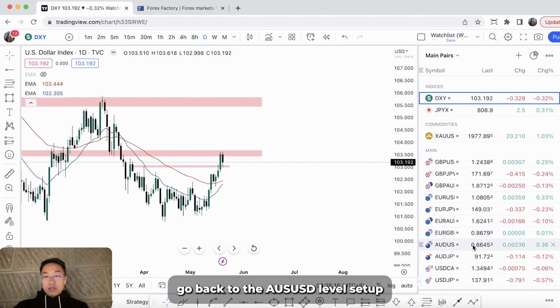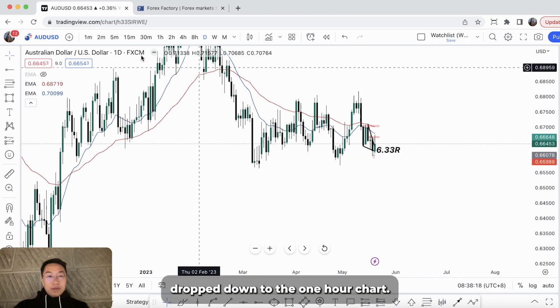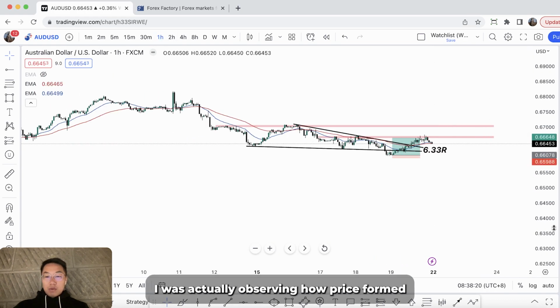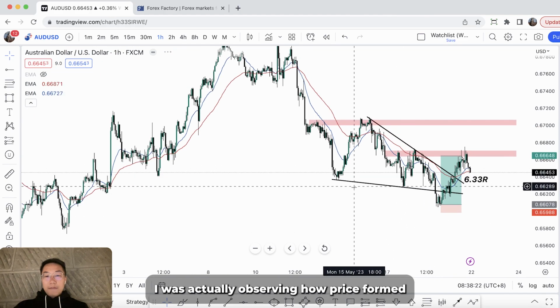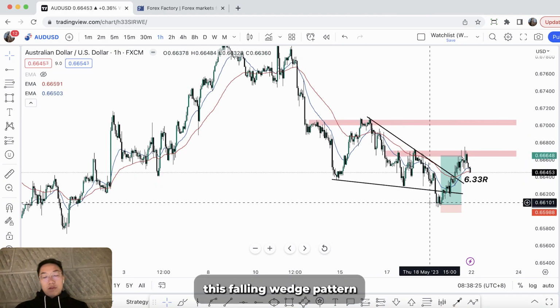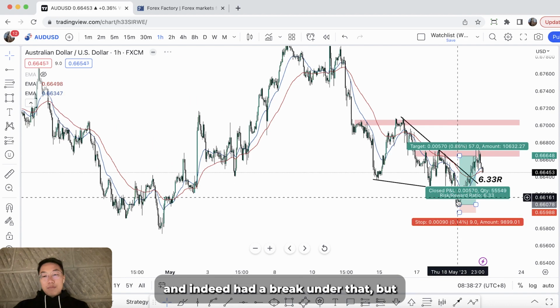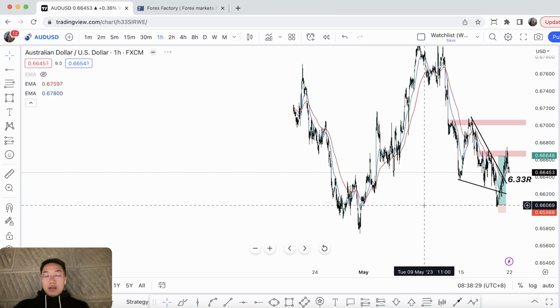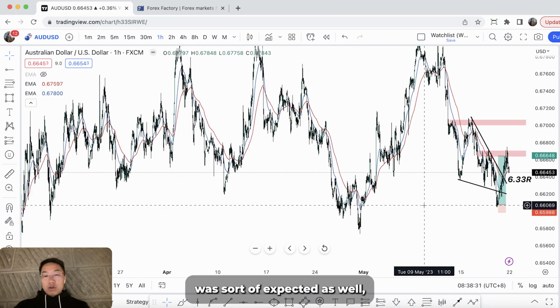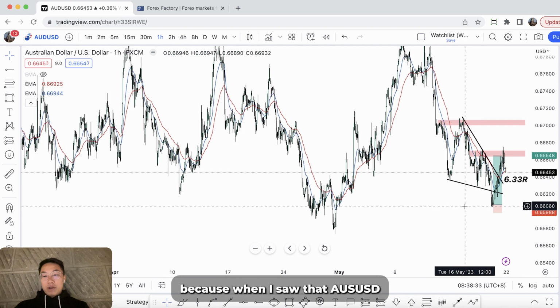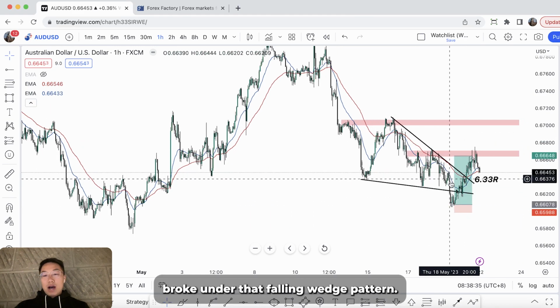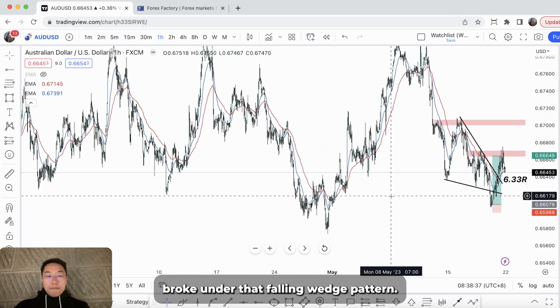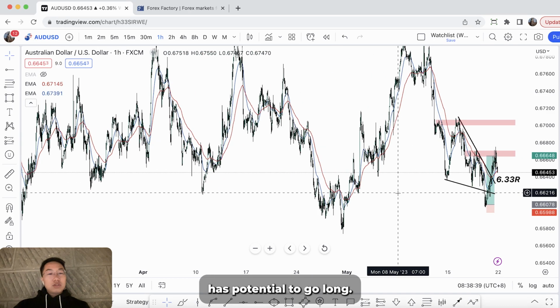Go back to the Aussie dollar long setup, drop down to the 1 hour chart. I was observing how price formed this falling wedge pattern, and we indeed had a break under that edge. But that break for me was sort of expected as well, because when I saw that Aussie dollar broke under that falling wedge pattern, I felt like it still had potential to go long.